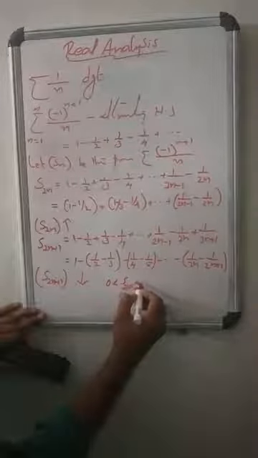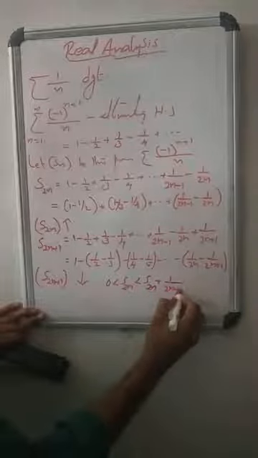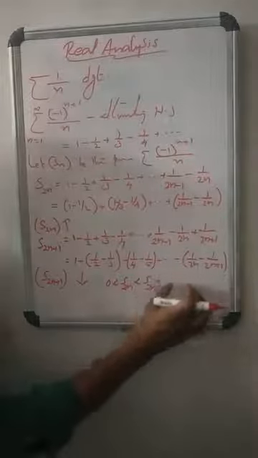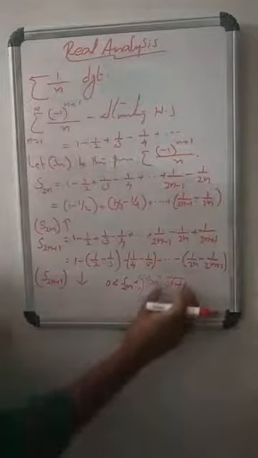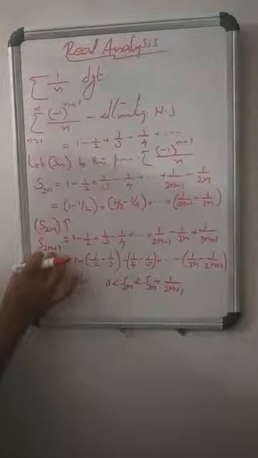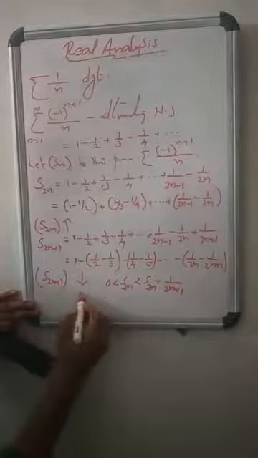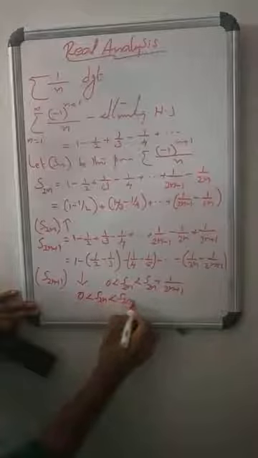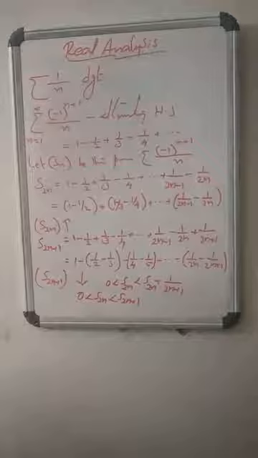But s_{2n} is strictly less than s_{2n} plus 1 by (2n+1). Okay? What is actually s_{2n} less than s_{2n} plus 1 by (2n+1)? 1 by (2n+1) is a positive quantity. What is s_{2n} plus 1 by (2n+1)? That is s_{2n+1}. Agreed? So it is 0 less than s_{2n} less than s_{2n+1}.